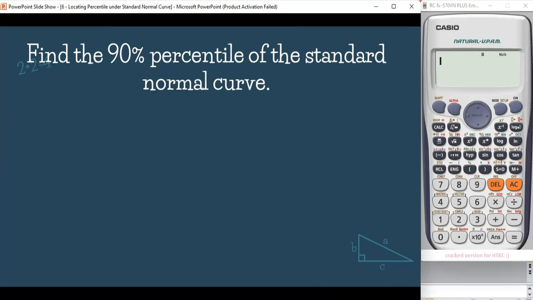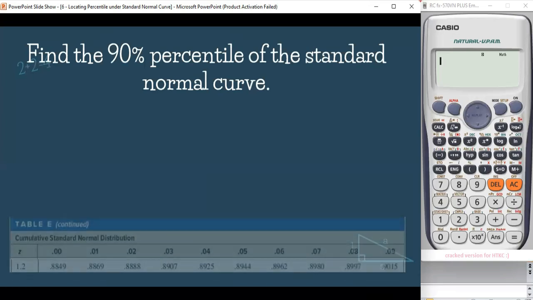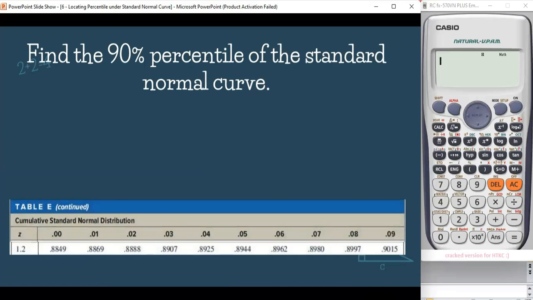Di ba po sa table natin, maraming numbers yung nasa loob mismo ng box, hindi po yung mga nasa gilid lang. Ngayon po, my dear students, ang goal po natin is hanapin doon mismo sa areas, doon sa mga values sa loob ng box, kung alin po doon sa 0.90. So, looking at our table, actually, walang 0.90. Pero may malapit kay 0.90, and that is 0.8997. Siya po yung malapit kay 90 or 0.90.